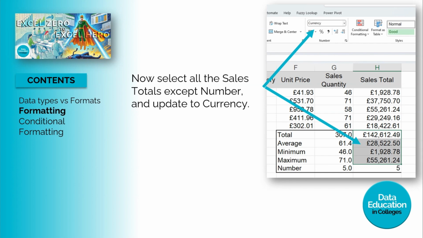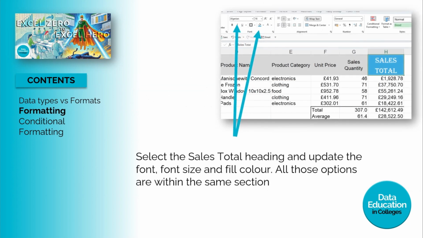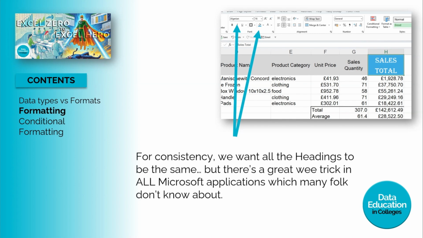Now, select all the sales except number. That's fair enough. I'm in the same place, update to currency. All right, this time, select sales total and update font size, color. You choose whatever you like. We want all the headings to be the same.